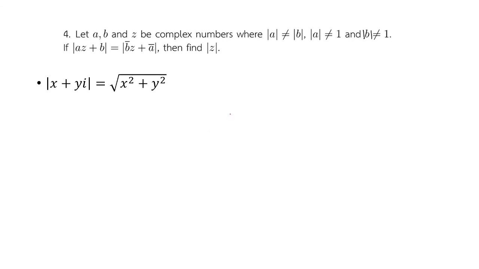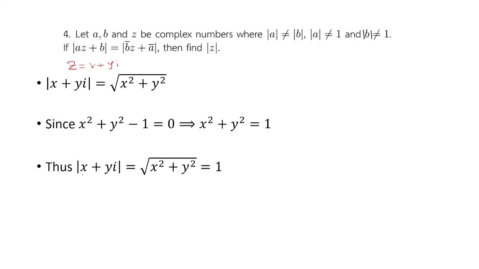With that out of the way, we want to find the norm of z. Z, recall, was x plus yi. So if I take the norm of that, you just take x squared plus y squared, all under the square root. And note from the previous slide, we said x squared plus y squared minus 1 equals 0. That means x squared plus y squared equals 1. So I'm just going to replace it with 1 inside the square root, and so the norm of z is equal to 1. And that is my final answer.